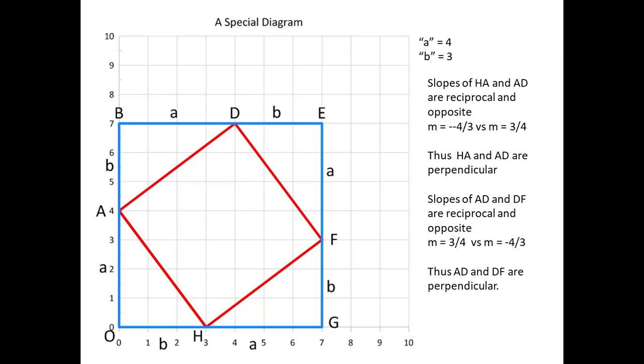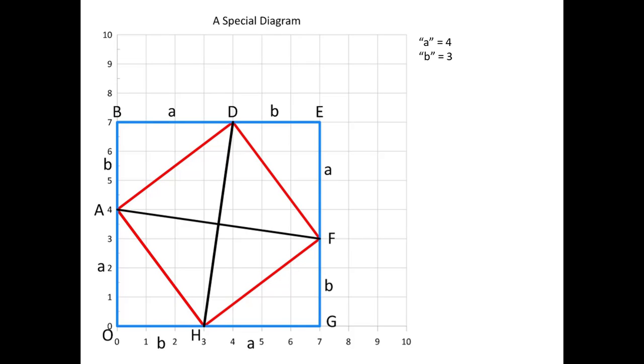So now we've got the quadrilateral with parallel sides and perpendicular corners. We know that the ADFH quadrilateral, the red quadrilateral, is a rectangle. We still have to prove it's a square. So how do we do that? So now we look at the diagonals, and we cross the diagonals across the figure like that, and we look at their slope.